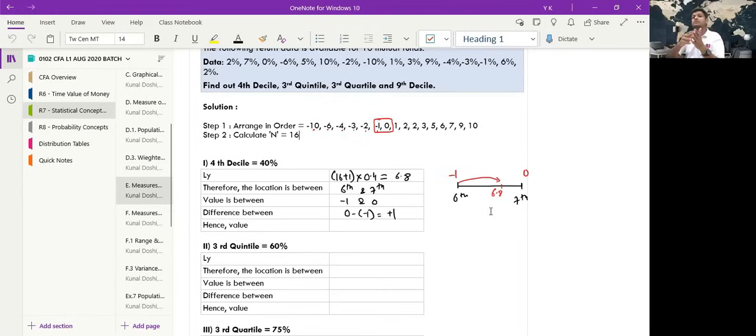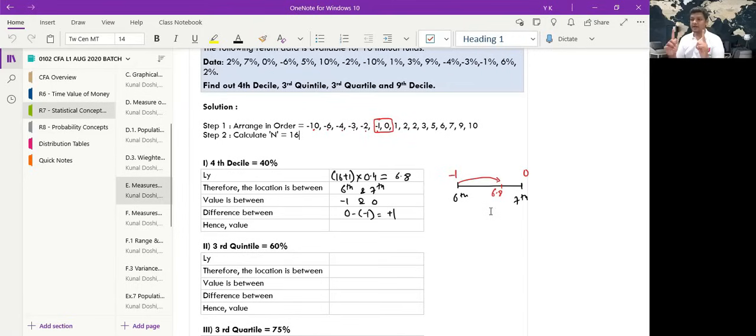I don't have to cover from 6 till 7. I have to cover only 80% of the distance, right? So if 100% of the distance is 1, how much is 80% of the distance? Why do I say 80? Because from 6 to 7, I have to reach till 0.8.